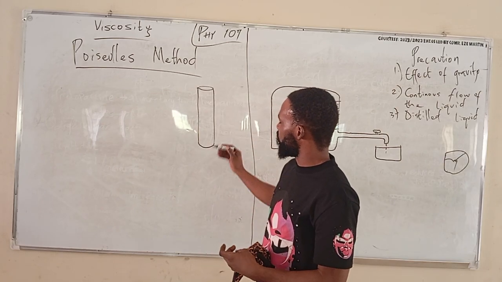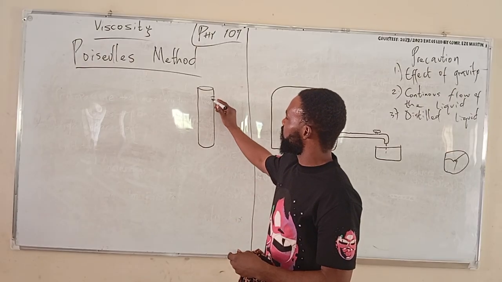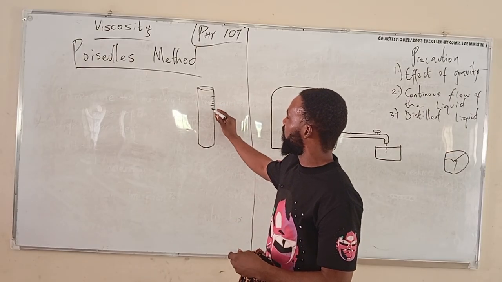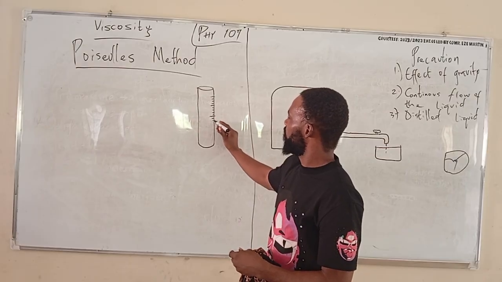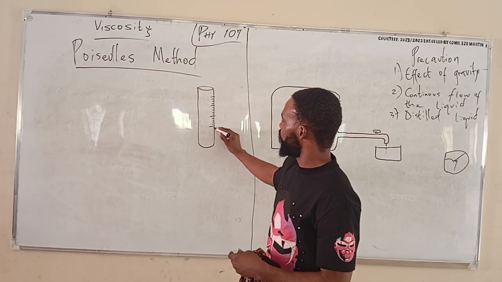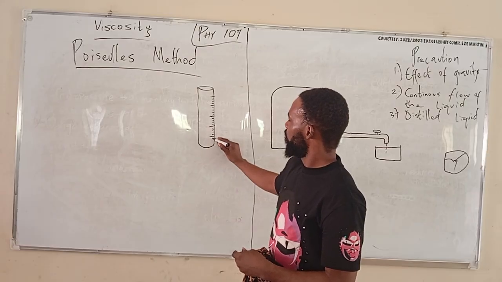If you don't use a measuring cylinder, but we are talking about Poiseuille's method, and that's what he used. He goes to a measuring cylinder, and this is calibrated in centimeter cube. It's calibrated in centimeter cube. So remember, we are just trying to have a mental overview of what we are doing before we start solving the questions.